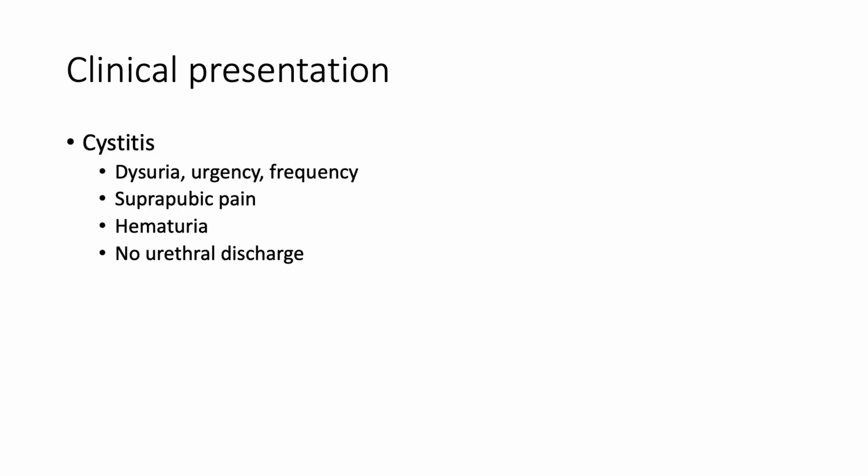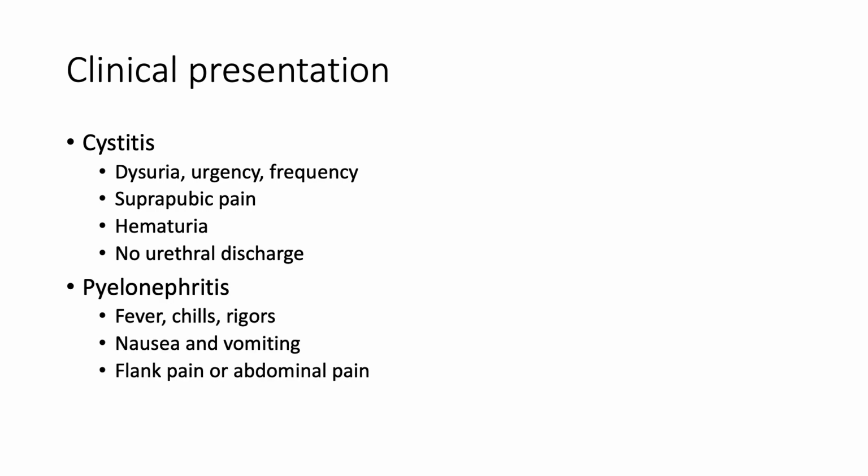So the clinical presentation for cystitis or bladder infection is typically going to be irritative voiding symptoms like dysuria or pain with urination, urgency, the feeling that they need to go right now, and frequency, peeing more often. They may also have suprapubic pain and hematuria. It's important to note, though, that they shouldn't have any urethral discharge. If they are having that, you may consider other things like urethritis, sexually transmitted infections.